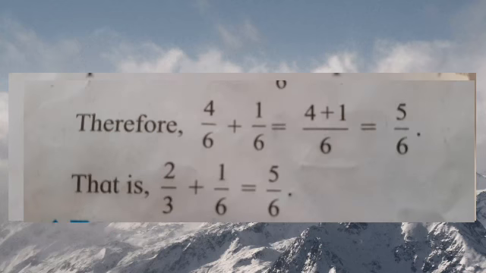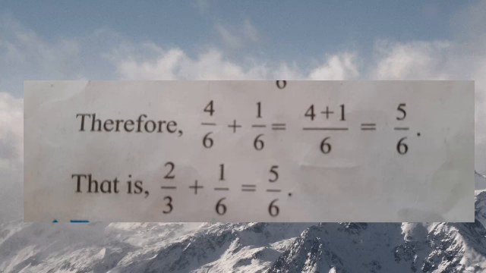Students, how can we get the answer? See, 4 by 6 plus 1 by 6 is equal to 4 plus 1 by 6 is equal to 5 by 6. That is 2 by 3 plus 1 by 6 is equal to 5 by 6. Students, do you understand what we have done in this sum? In this sum, we are adding two unlike fractions. To add unlike fractions, what we have done, we convert them into their equivalent fractions. Then we add their numerators and we get the answer.